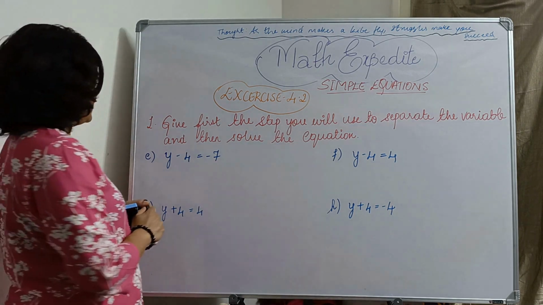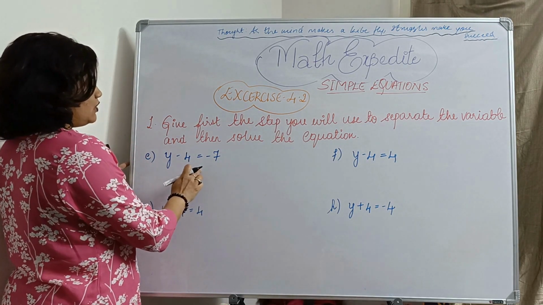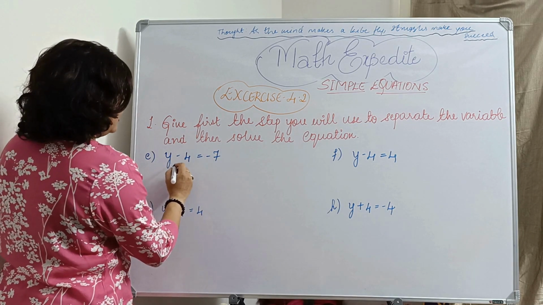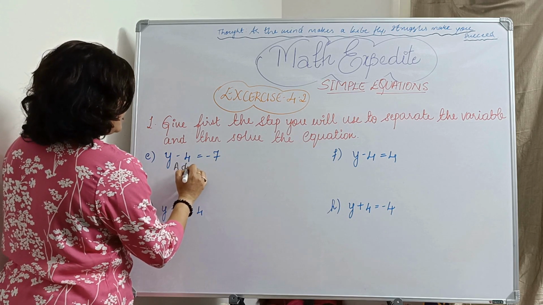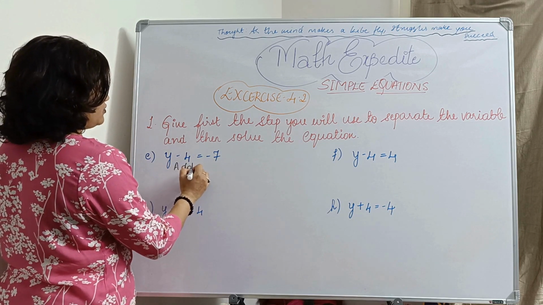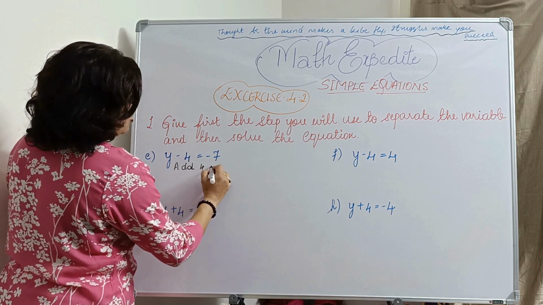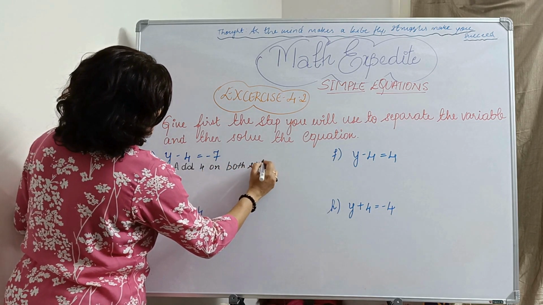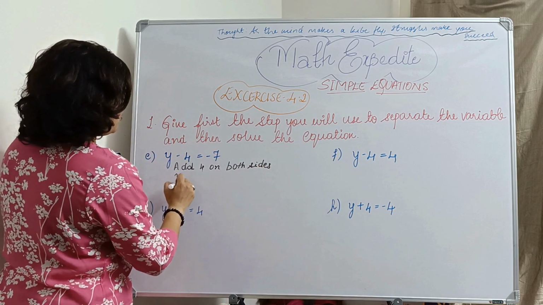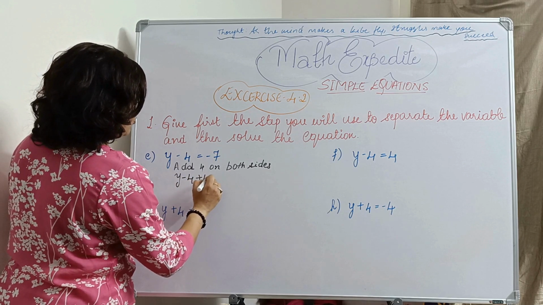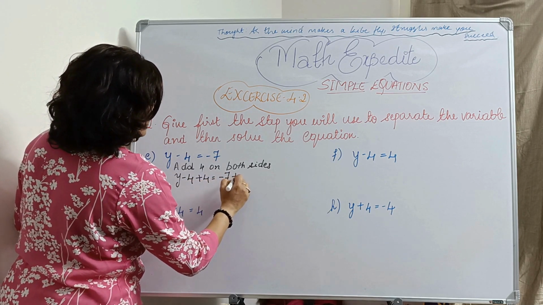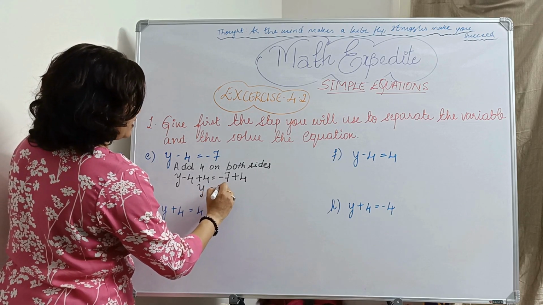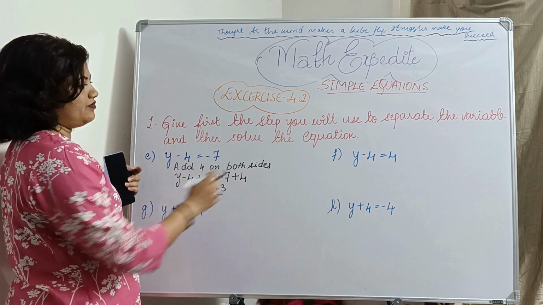Next one. y minus 4 is equal to minus 7. So what do we have to do? We have to add because we see a minus sign here. Which is the number we have to add? 4, on both sides. So let us see what happens. y minus 4 plus 4 equals minus 7 plus 4. So here we get y equal to minus 3.